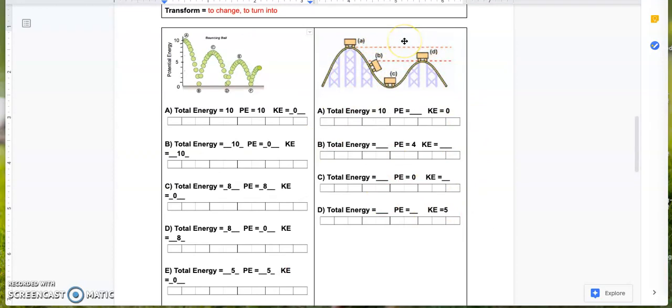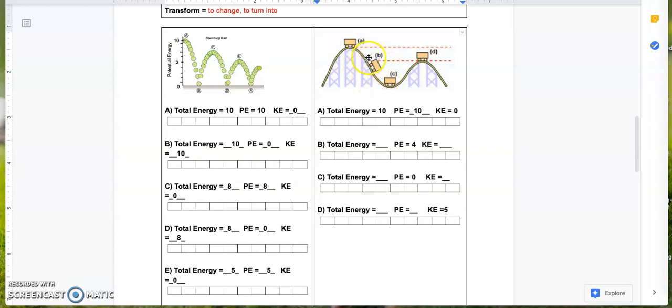Now, let's look at our roller coaster. This gets a little bit more complicated. It's not all potential and it's not all kinetic for every single picture anymore. So we're going to start up here at A. A has a total of 10. It is at the highest point. It's going to have that split-second pause at the top of the hill before gravity takes over and pulls you down. So again, because of this, our potential is going to be our whole energy and our kinetic is 0.